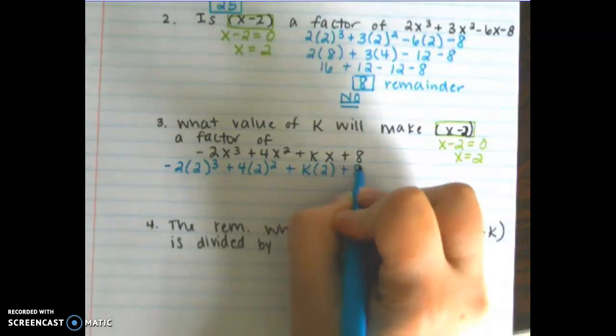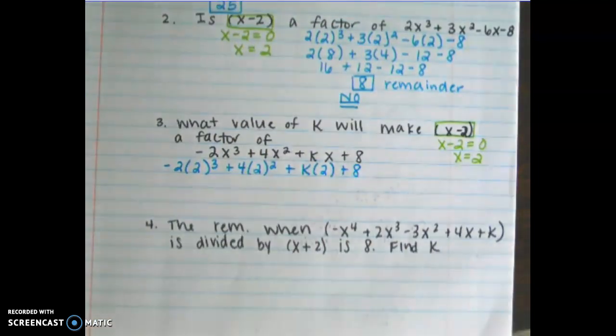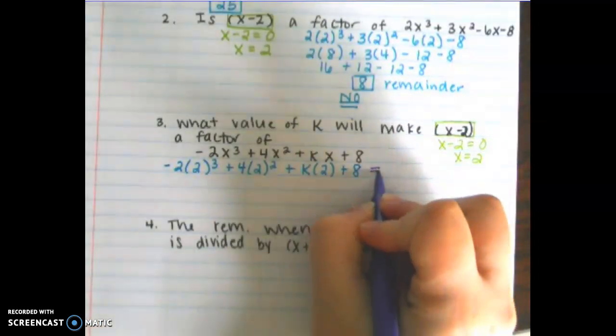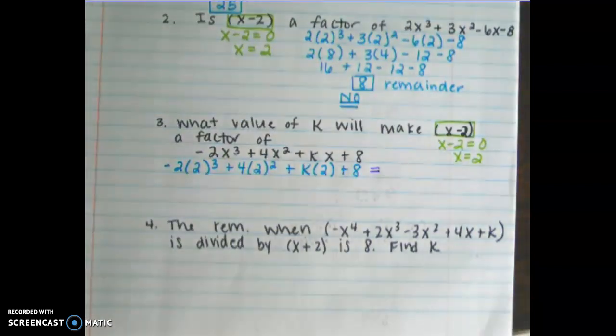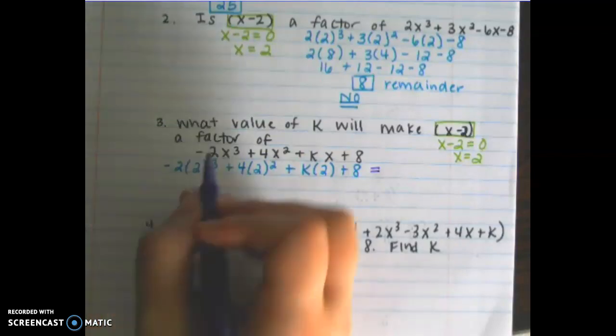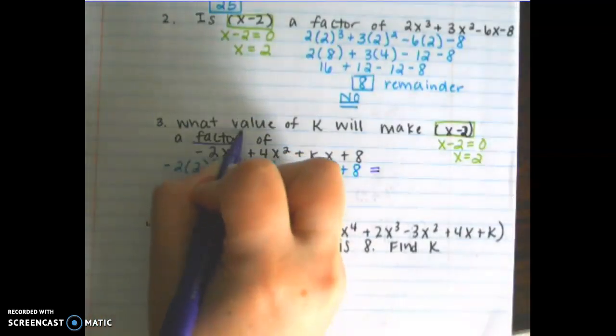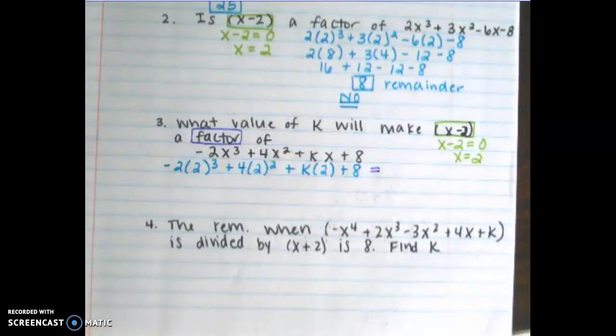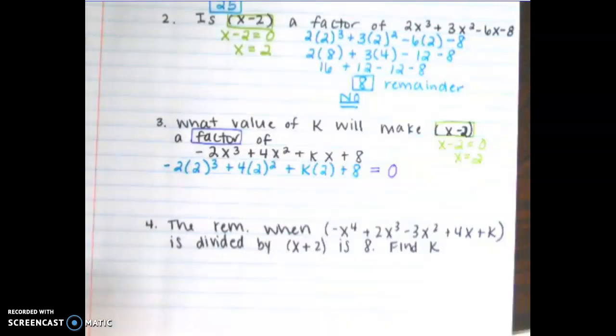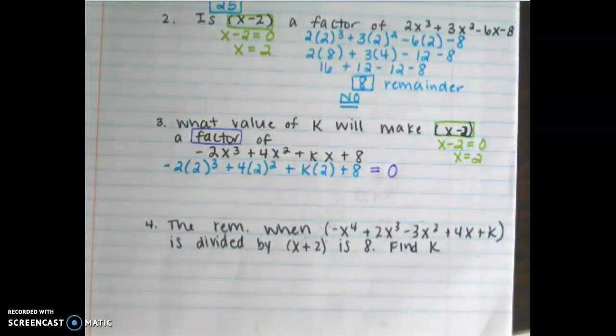All right, now this is an equation. I have a missing variable, which means I have to set this equal to something. Somewhere in the problem, they gave me a clue as to what this polynomial is supposed to equal when I plug 2 in for all my x's. And that word is factor. In order for x minus 2 to be a factor, when I plug in +2, I need to get 0. So now I can solve this equation and figure out what k is.